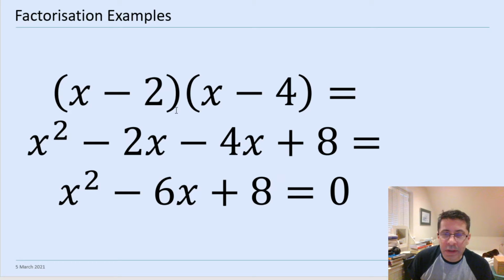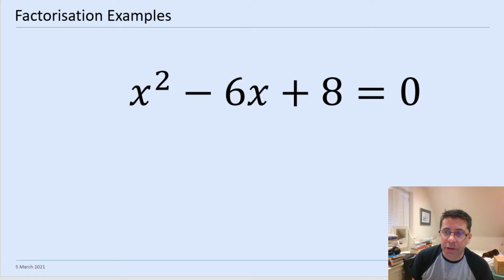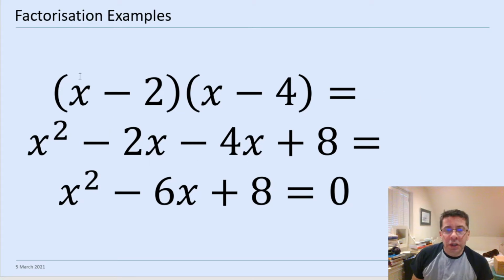So, two numbers that times together to make 8 and add together to make minus 6, that has to be minus 2 and minus 4. And we'll just run through and show that this works. So what we're trying to do is find a factorisation that equals x squared minus 6x plus 8. Just to show it works, x times x is x squared, minus 2 times x is minus 2x, minus 4 times x is minus 4x, and then we've got minus 2 times minus 4, which is plus 8. So it equals x squared minus 6x plus 8.